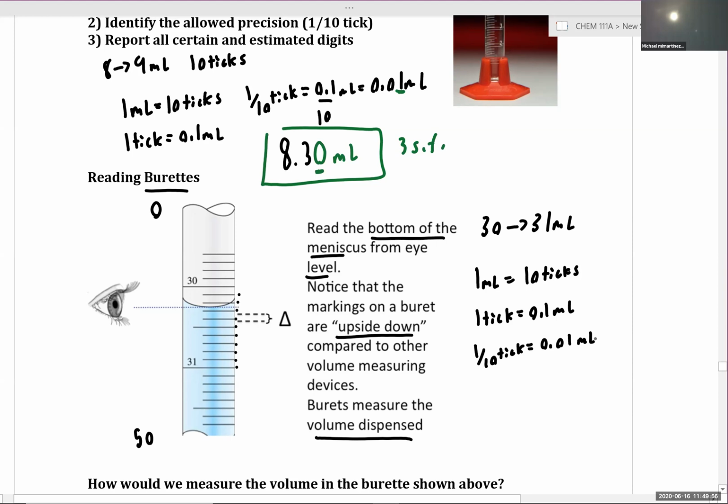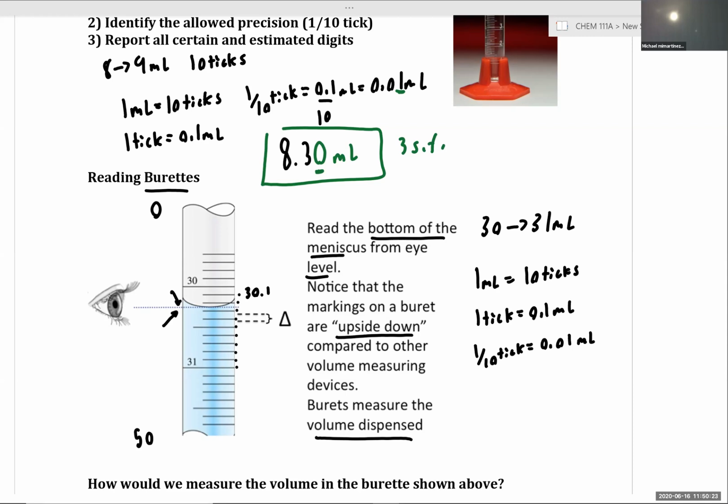Okay. So this first tick right here would be 30.1 and so forth. So looking at the bottom of the meniscus, what two tick marks is it between? Would someone like to provide me the certain digit for this measurement? What certain digits do we have?